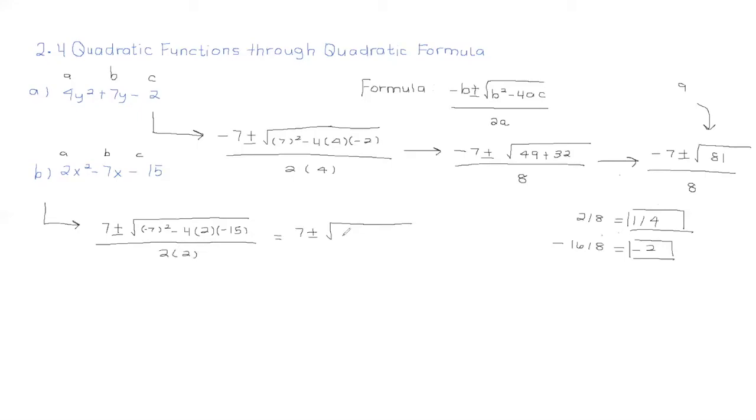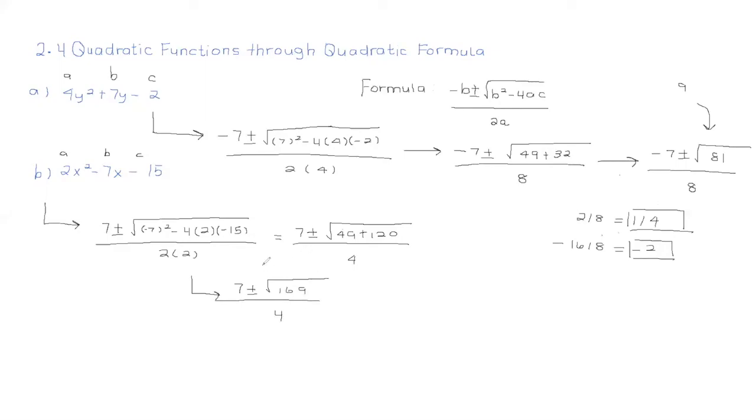We are then going to solve the equation underneath the square root, which is 49 plus 120. The entire equation is going to be over 2 times 2, which is 4. Further simplify it by doing the addition under the square root. So 7 plus or minus the radical of 49 plus 120, which is 169, over 4.